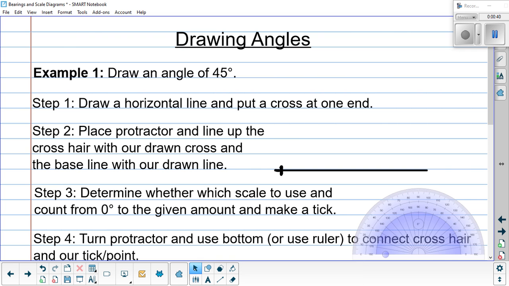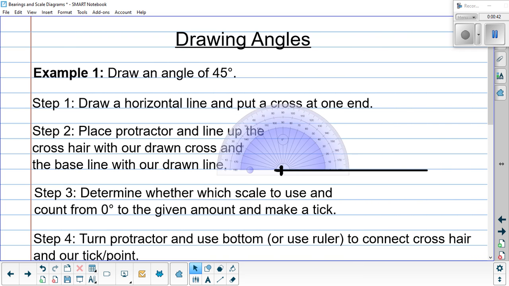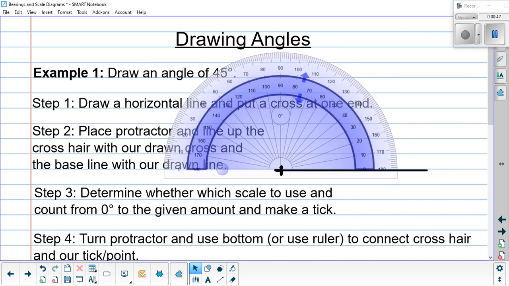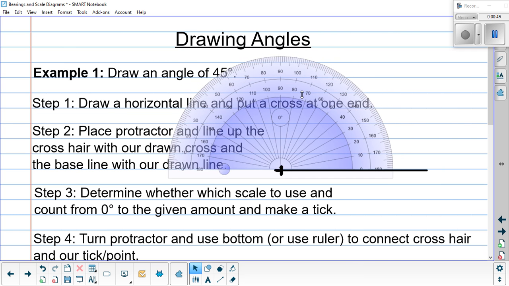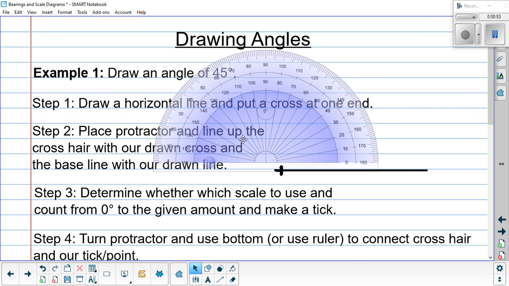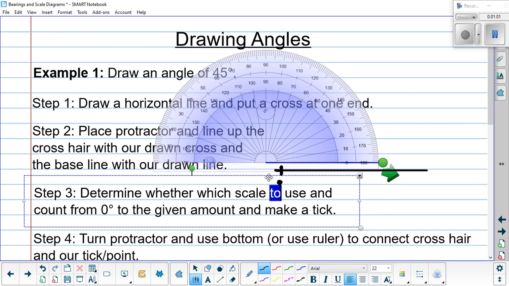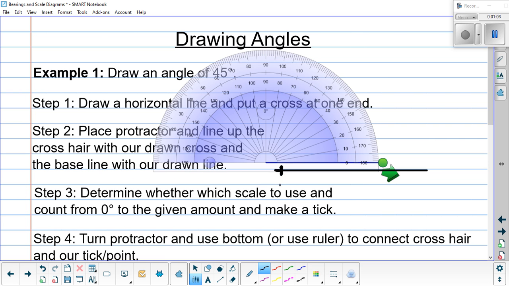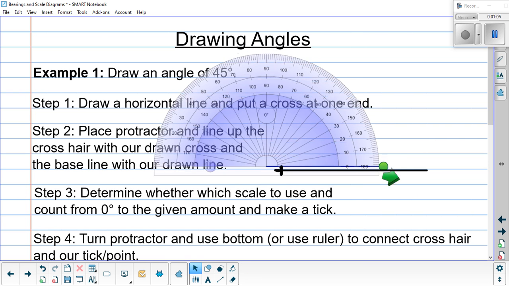Now what do we want to do? We want to place a protractor. I'm going to make mine a little bit bigger so you can see it a little bit better. We're going to line up our crosshair, this bottom little part right here, with the one on our protractor. So we're just lining the two up and then lining up the baseline of the protractor with the angle line that we drew.